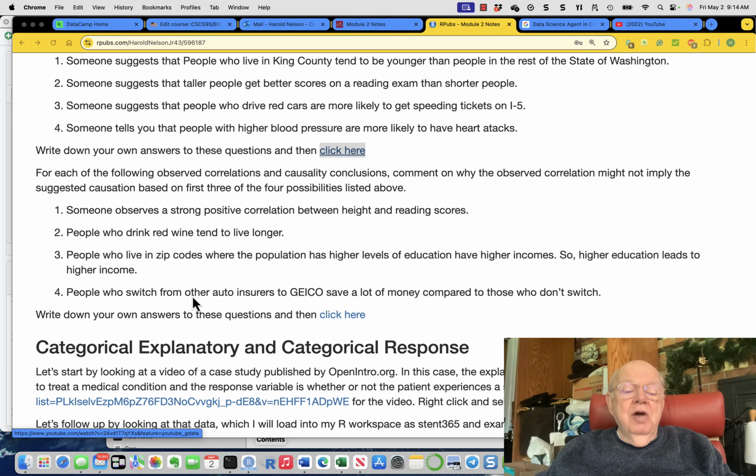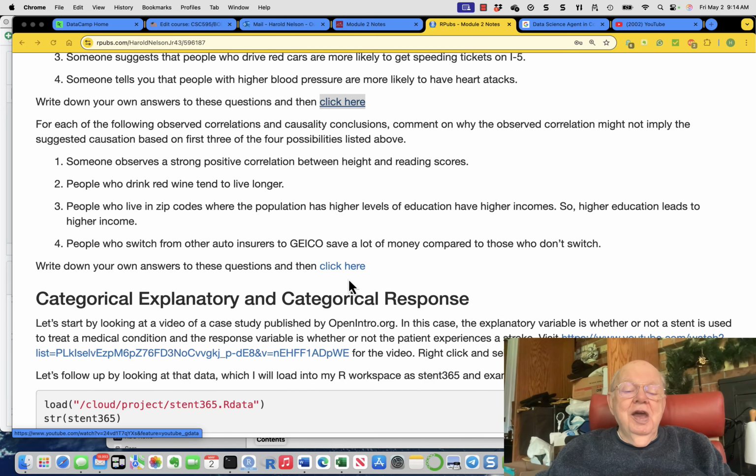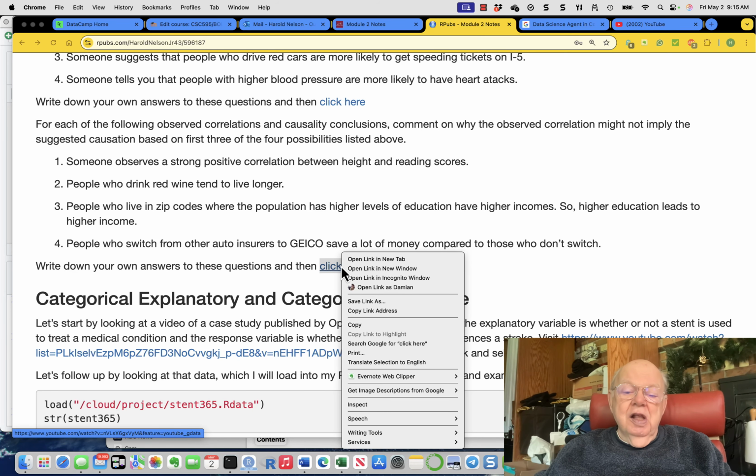People who switch from other auto insurers to Geico save a lot of money compared to those who don't switch. This is one that always kind of amuses me. Anyway, write down what you think of all these things, and then follow up by clicking here. And again, it's right-click and then open link in new tab or open link in new window.